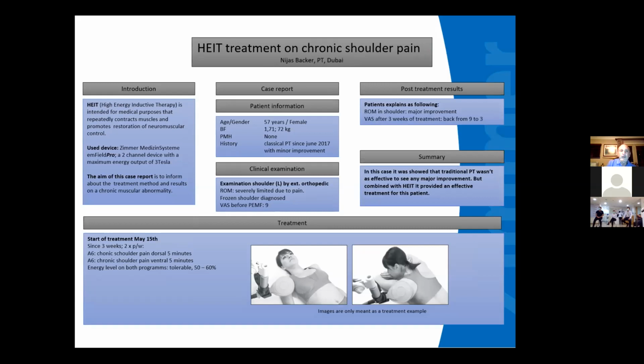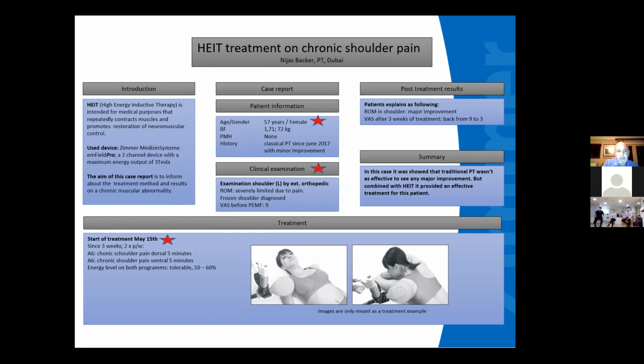Chronic shoulder pain, you'll probably recognize this immediately. 57-year-old female, no history of trauma, however, had traditional therapy with minor improvement. I'm having pain in my shoulder. It's not getting better with traditional physiotherapy. On clinical examination, she couldn't lift it and you couldn't move it for her. Severely limited due to pain. Right away, that's hitting you right over that frozen shoulder. Frozen shoulder, capsular, adhesive capsulitis with a pain of 9 out of 10.